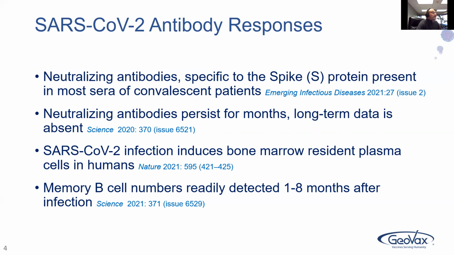SARS-CoV-2 infection does induce memory B lymphocytes, which are resident in the plasma cells. So there is an indication that some level of immunological memory in the B cell compartment is induced. Right now, we know that memory B cells can be readily detected for 8, 10, 12 months. Long-term studies are still underway.